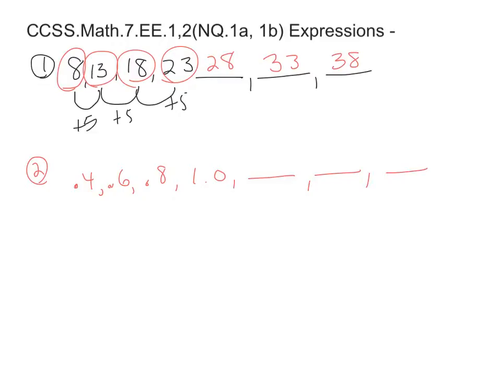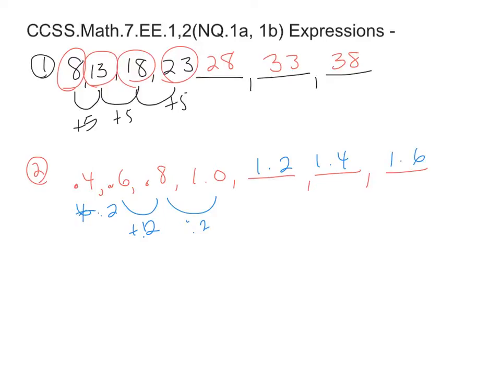So between each one, you're adding 0.2 to each one. So if we add 0.2 to this one, we get 1.2. Add 0.2, we get 1.4. And add 0.2, we get 1.6.